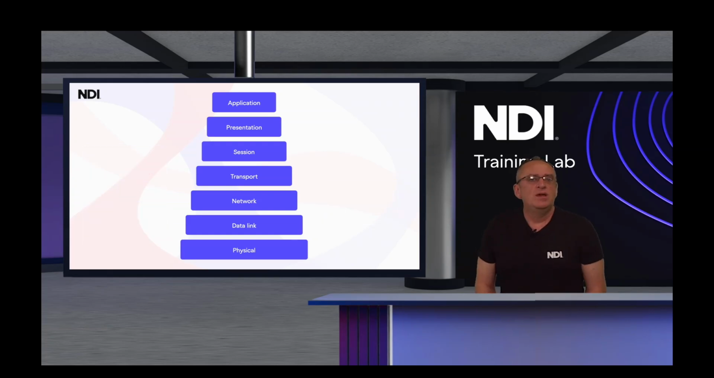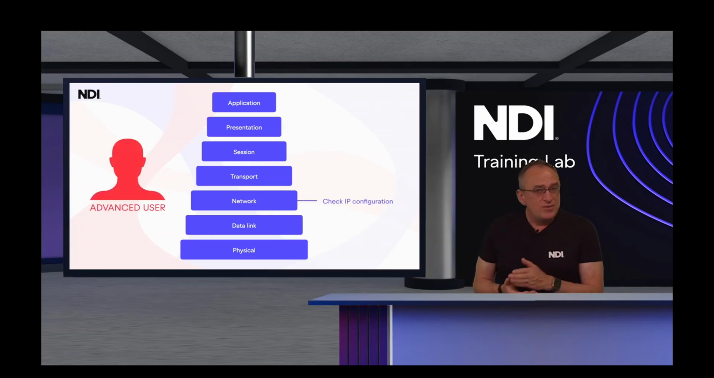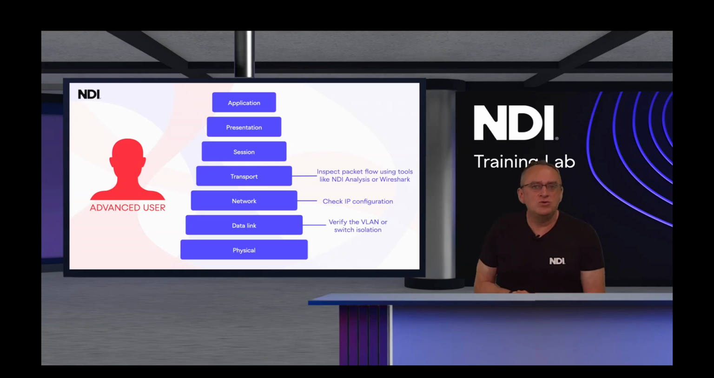A practical example is that if a source is not visible, an advanced user may first check the IP configuration at layer 3, then verify VLAN or switch isolation at layer 2, and finally inspect packets and packet flow using tools like NDI analysis or Wireshark to evaluate transport level issues at layer 4. And by mapping NDI behaviors onto the OSI model, professionals can approach problems methodically, saving time during critical workflows and ensuring consistent system performance.